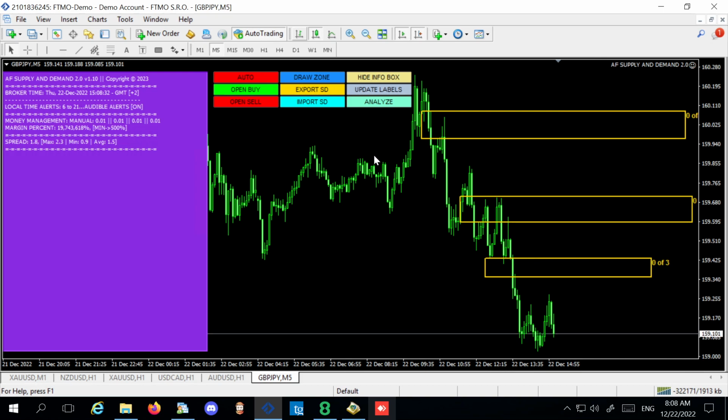Now, again, just to highlight, this feature will be an import feature only. That means these zones will not be automatically drawn onto your platform. It would require my input in order for you to get these supply and demand zones directly onto your chart. Let's go into the settings and explore how things work.